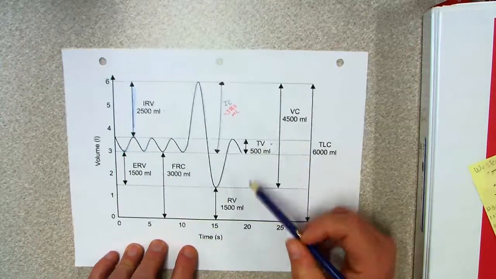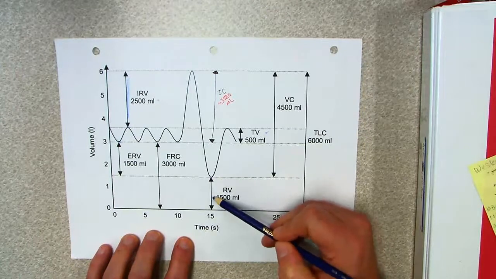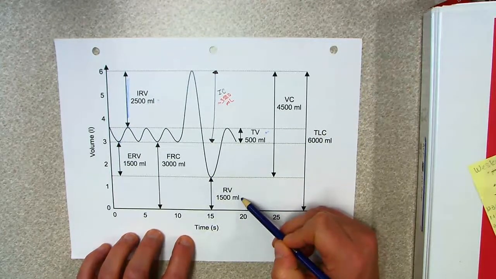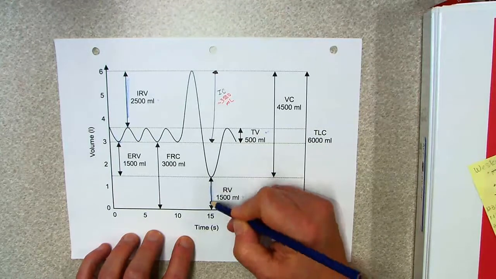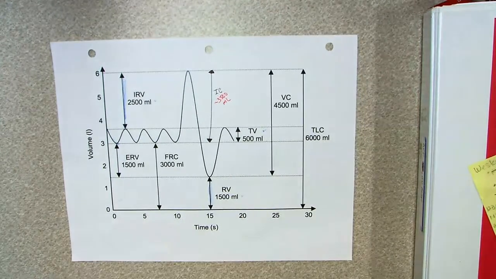Next is the residual volume. This is something that typically can't be measured. Usually in a male, it's about 1,500 milliliters. In a female, it's about 1,000 milliliters. This is the amount of air that always stays in your lungs. No matter how hard you breathe out, you cannot breathe out this amount of air. It's always there. It helps keep your lungs inflated.